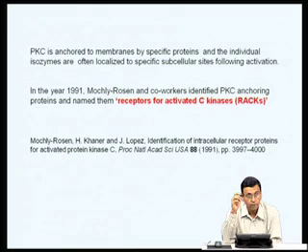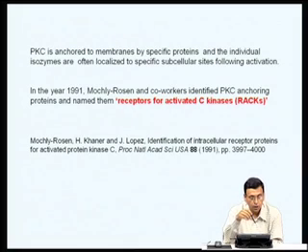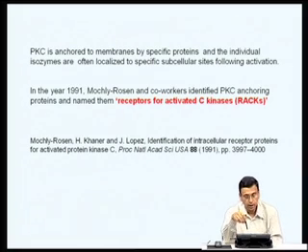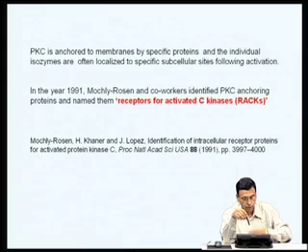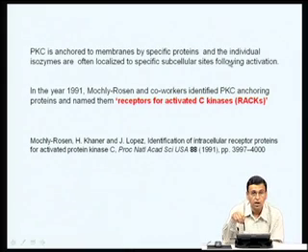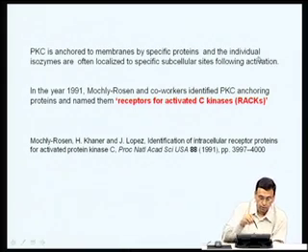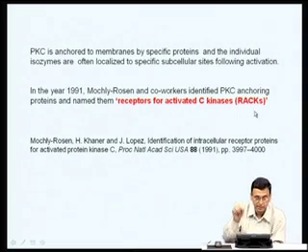So, a very important aspect of protein kinase C research was the discovery that protein kinase C is actually anchored to membranes by specific proteins, and the individual isozymes are often localized to specific subcellular sites following their activation. For example, in the year 1991, Mochly-Rosen and her co-workers identified PKC anchoring proteins and named them receptors for activated C kinases, or RACKs.